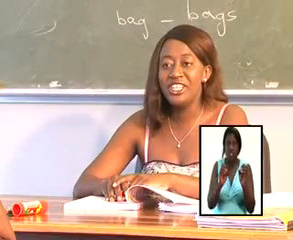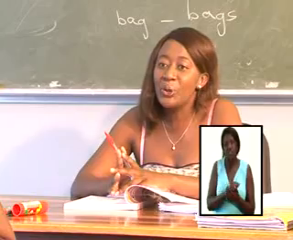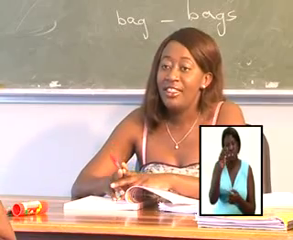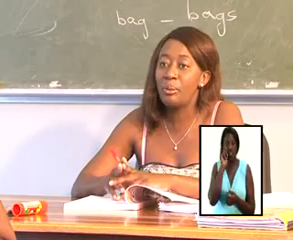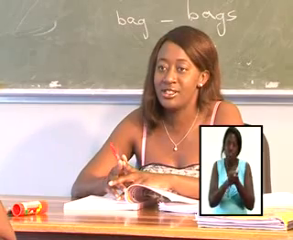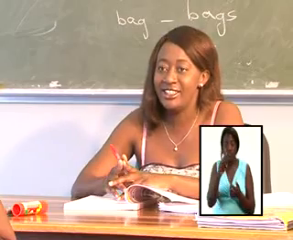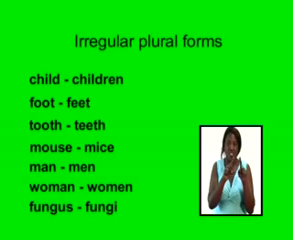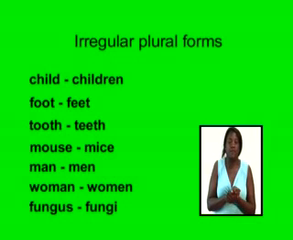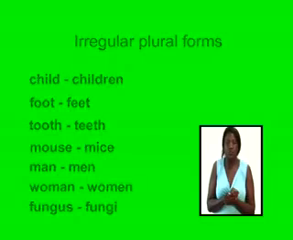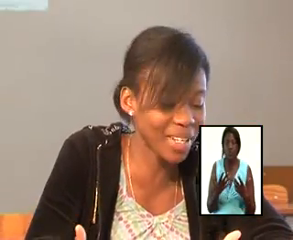A clever observation, Liz. Those are the irregular plural forms. There are several other irregularities in the plural forms of English nouns. As you said, child becomes children, foot becomes feet, tooth becomes teeth, mouse becomes mice, man becomes men, woman becomes women, fungus becomes fungi. Goodness, it's a language, but it still needs a lot of memorizing.